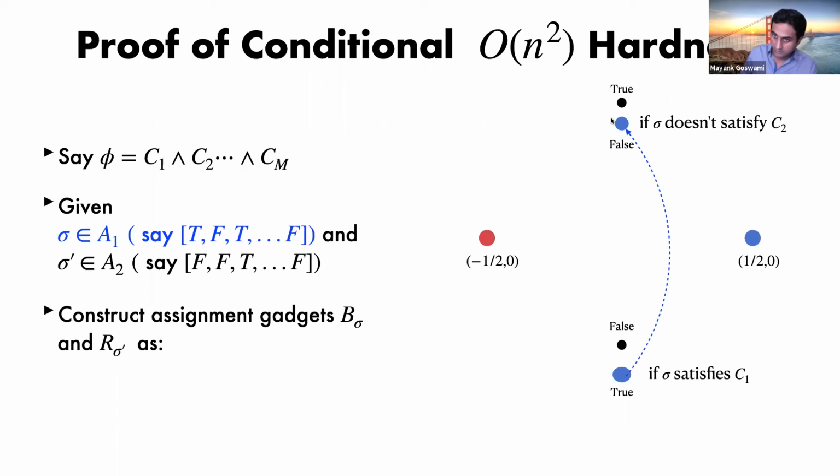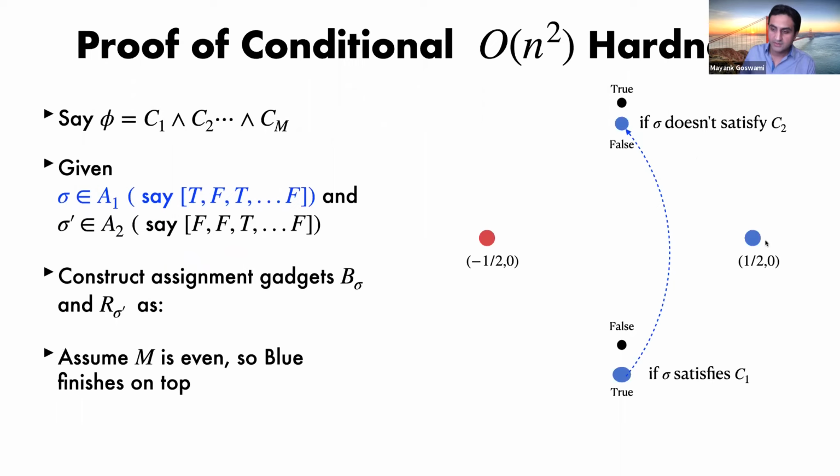And then from this point, blue would go to one of the top 2 points, and it would go to the lower of the top 2 points if its assignment does not satisfy the second clause. Otherwise, it would have gone to the top row. And so blue does this. So blue will basically hop back and forth between one of the top 2 points and one of the bottom 2 points. And because we are assuming that the number of clauses is even, and blue starts from the bottom 2 points, blue is going to finish on one of the top 2 points. So that's what blue's assignment gadget looks like.